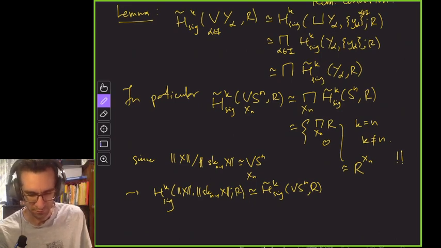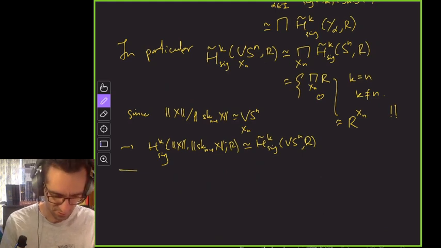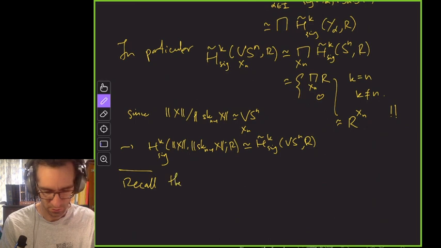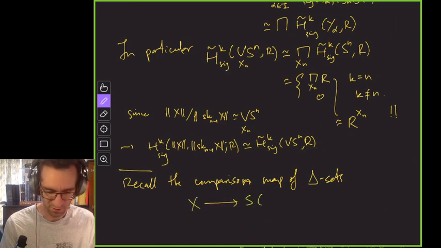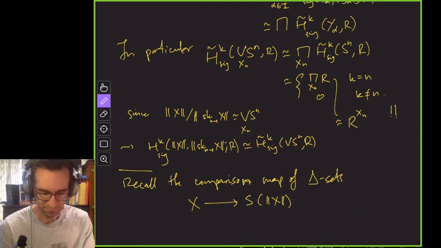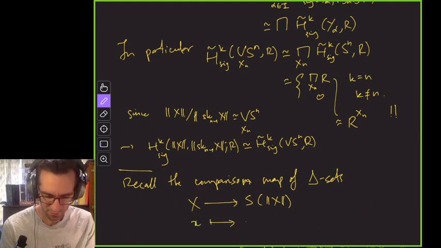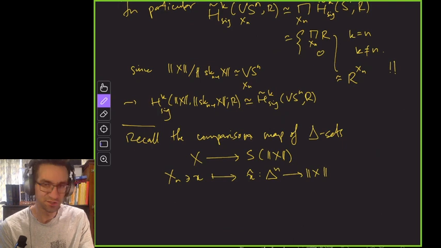So, interesting. We somehow have to make all these facts glob together. So I want you to recall this comparison map of delta sets. It sends a delta set to the singular delta set of the geometric realization. I had notation for this. I send an x, which sits inside X_n, to a specific topological singular simplex inside the geometric realization. And so now we apply the cochain complex functor.